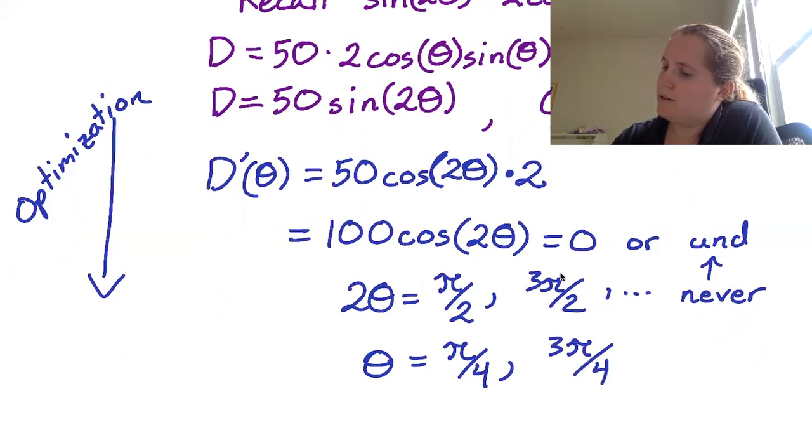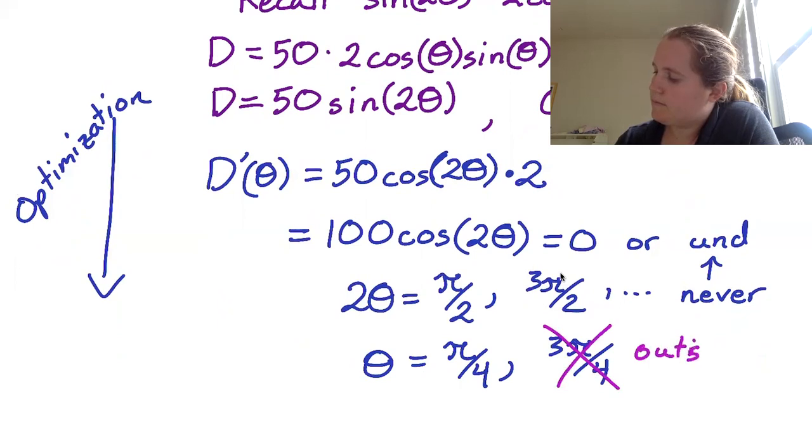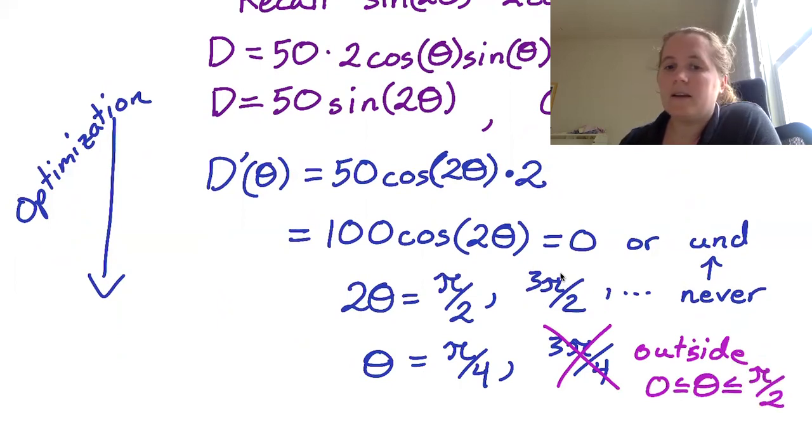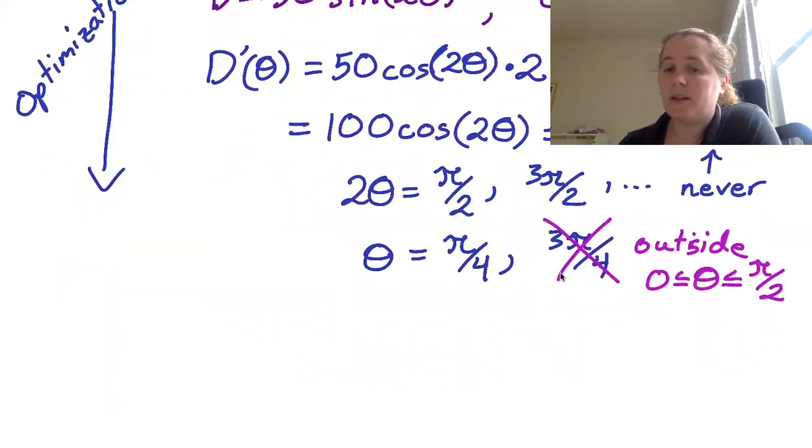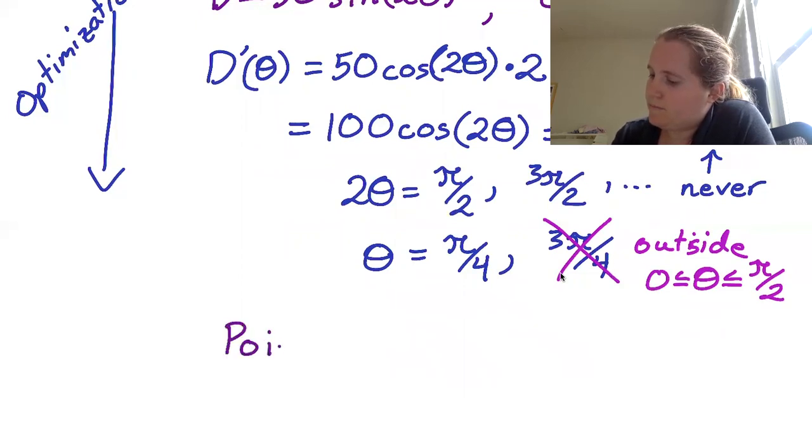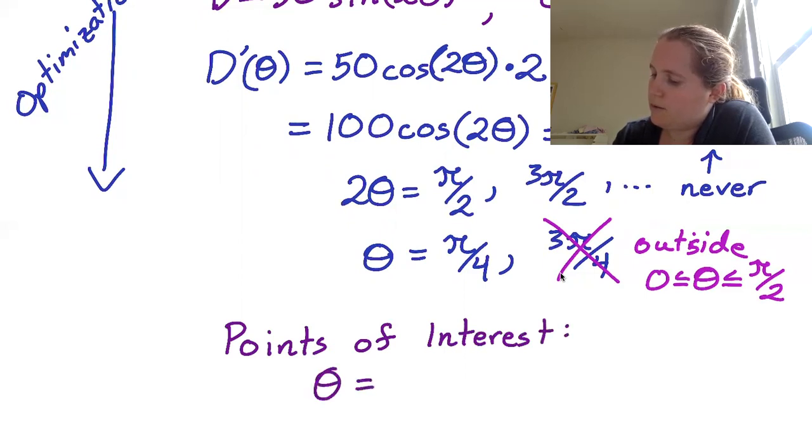3 pi over 4 is outside of our limitations. So this is outside 0 less than or equal to theta less than or equal to pi over 2. And so our point of interest will be at theta equaling pi over 4, as well as our endpoints. So our points of interest are at theta equals 0, pi over 4, and pi over 2.